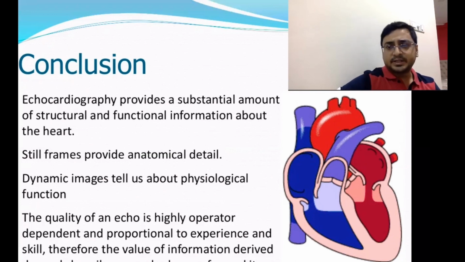With this, I would like to conclude this session by drawing some conclusions regarding echocardiogram basics: echocardiography provides a substantial amount of structural and functional information about the heart. The still frames provide anatomical detail. Dynamic images tell us about physiological function. The quality of an echo is highly operator dependent and proportional to experience and skill. Therefore, the value of the information derived depends heavily upon who has performed it, and that can only be obtained by spending more time in the echo lab.